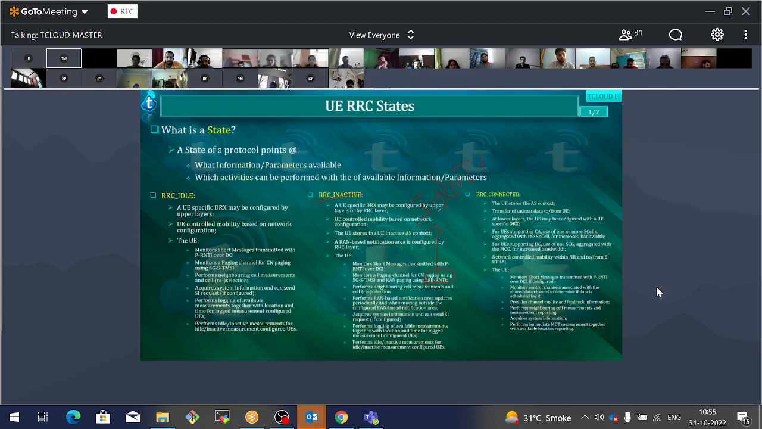By using this I-RNTI, the paging message will arrive on the PDSCH channel. The paging message can be related to an incoming call or data, or it is the network asking you to move into the connected state by sending a message using the full I-RNTI.